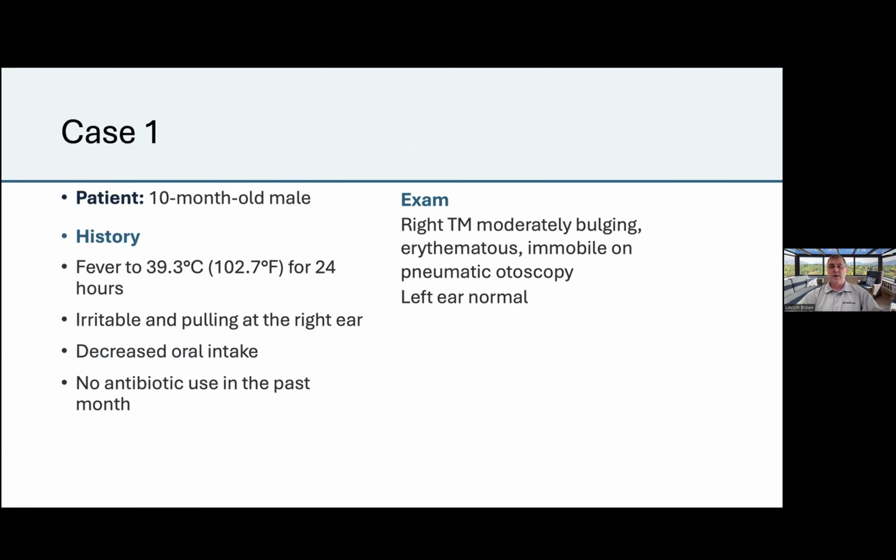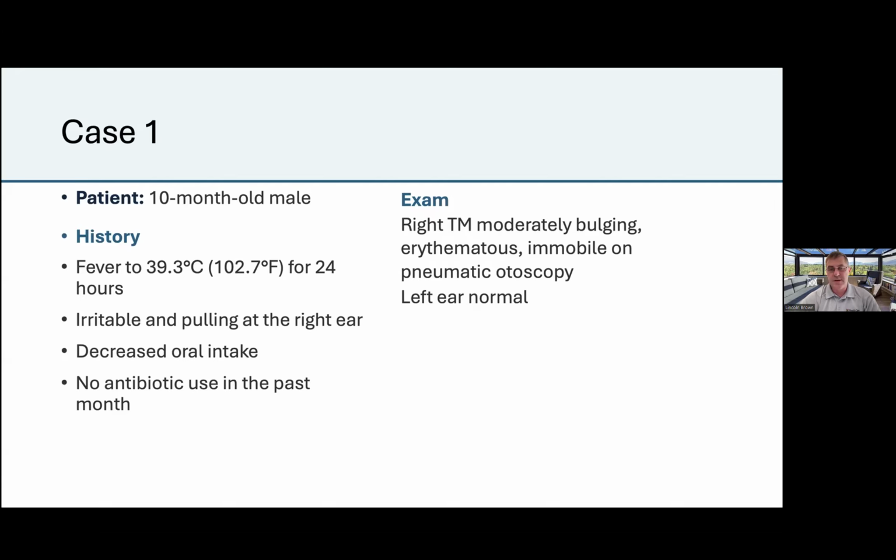So now that we have acronyms, we have definitions. Lovely. Let's get into some cases. Let's start thinking about how we do this clinically. So, a 10-month-old male, fever of 39.3 Celsius for 24 hours, irritable, pulling at the ear, decreased oral intake, no antibiotics in the last month. On exam is a moderately bulging right TM with erythema. It is immobile and the left ear is normal.